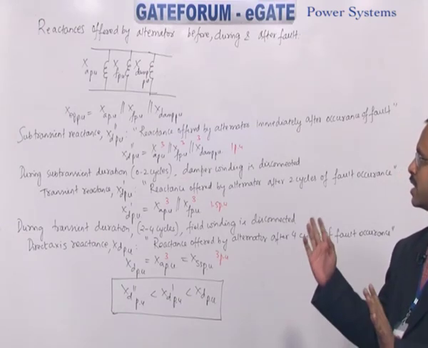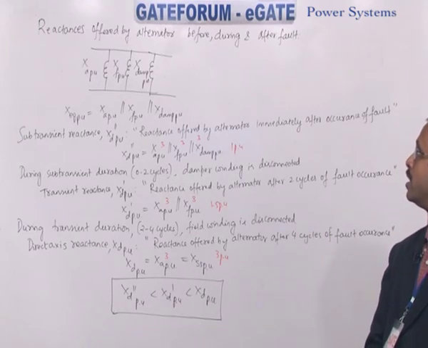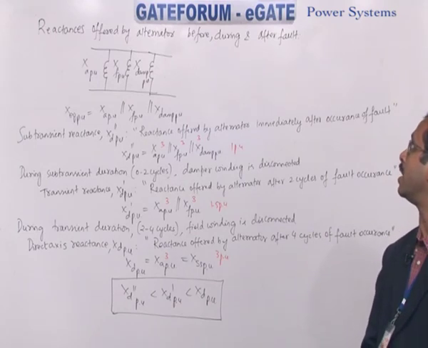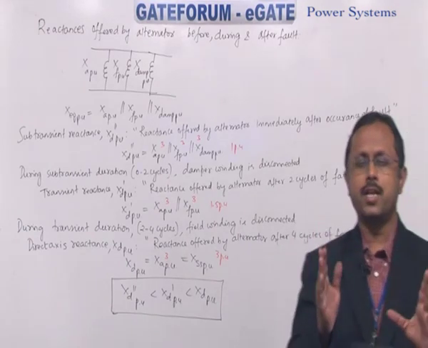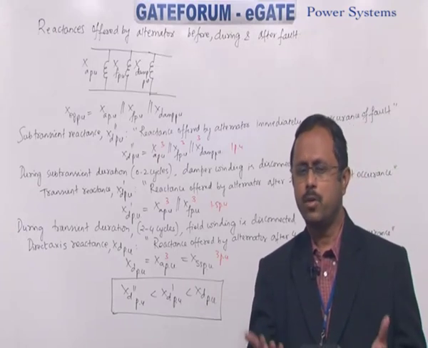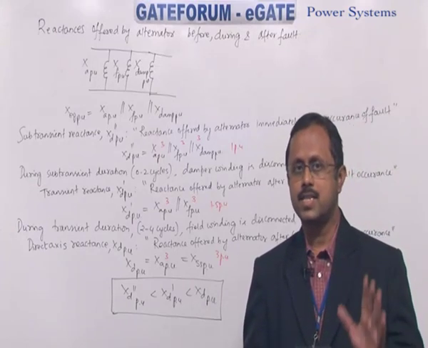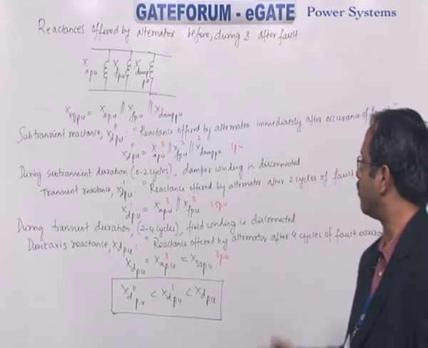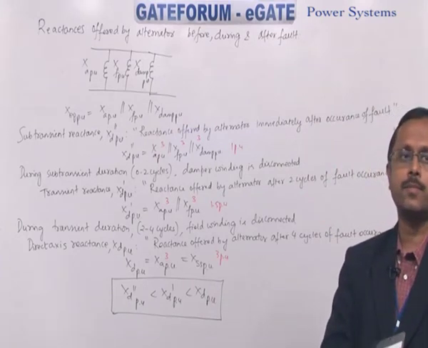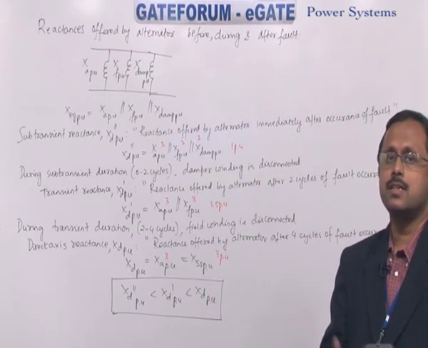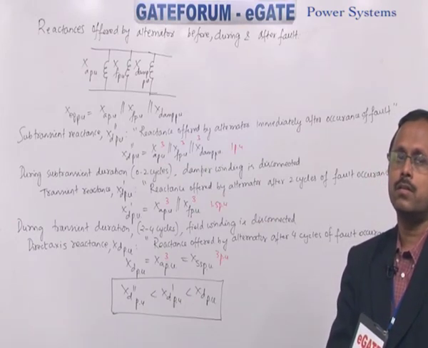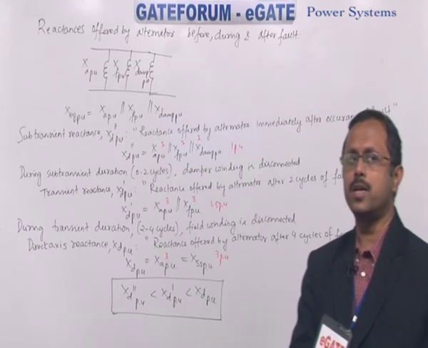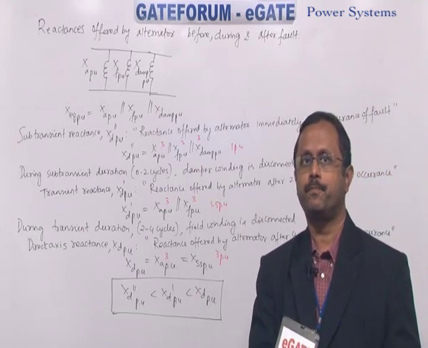So these are the reactances offered by the alternator before fault, during fault and after fault. And all the switchgear devices, the circuit breakers and relays, are designed to clear the fault within 5 cycles. Otherwise, the system becomes unstable.